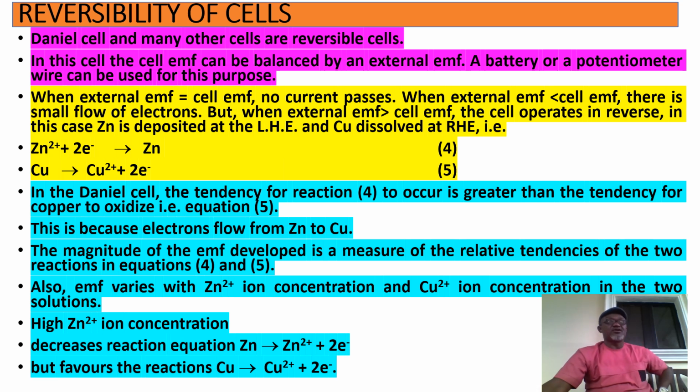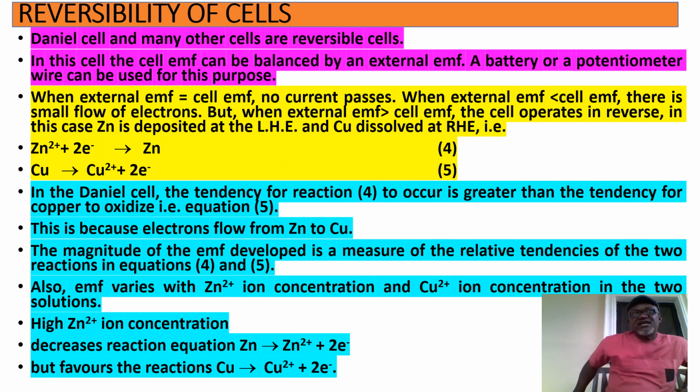We will also have what we call concentration cells, which we might look at if time permits. So high zinc ion concentration decreases the reaction in equation 4, and favors the reaction of copper going into copper 2+ ions. So we're trying to show that a cell can be reversed. Of course, when we look at spontaneity in terms of Gibbs free energy, we will now use the Gibbs free energy and of course the electrochemical series to know which one is possible to be reversed.